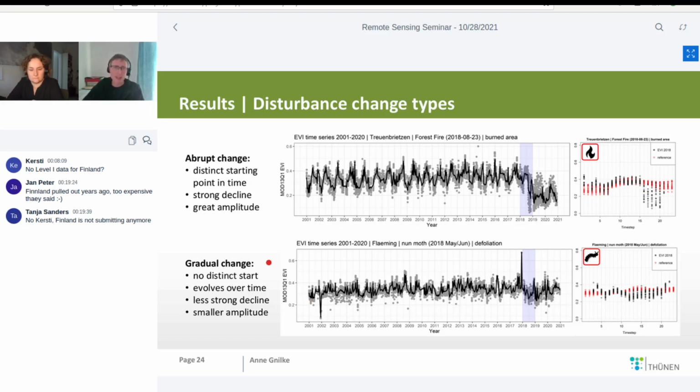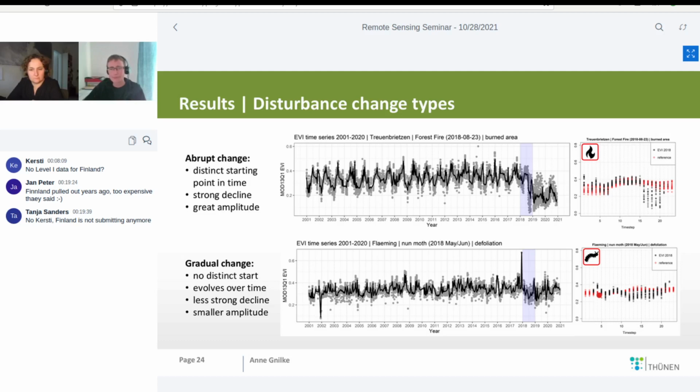Another change type we discovered very well and in a very distinct way was gradual change in general, but it was less obvious. The graphs are functioning in the same manner as the graphs above. So we again see the 20 years and the averaged as well as the individual EVI values in the time period of 2018. You can see the individual pixel values here. And here we can see it's less distinct because it has no distinct start. There's no time at which the insects start to feed on the leaves or needles in this case.